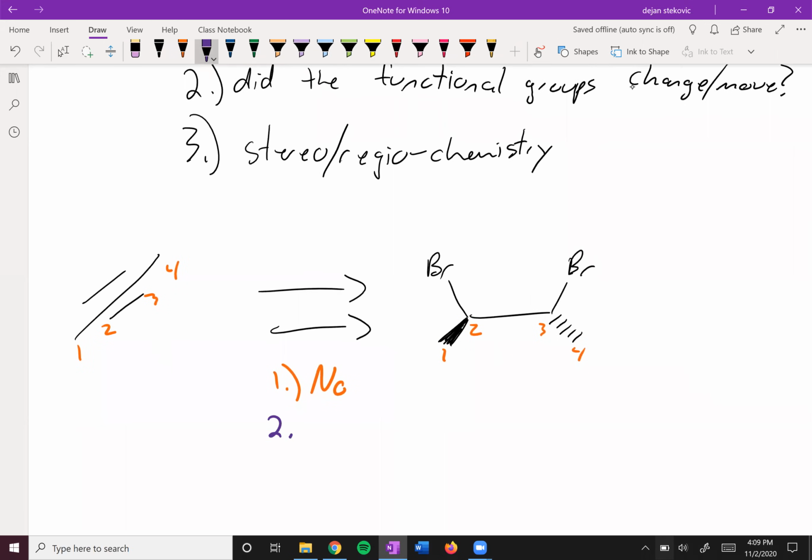The number 2 question we want to ask is, did our functional groups change or move? And in this case, yes, they did change, right? We went from an alkyne to an alkane with 2 bromines, but they didn't move, right? The bromines and the alkyne are between carbons 2 and 3, and they're still between carbons 2 and 3.